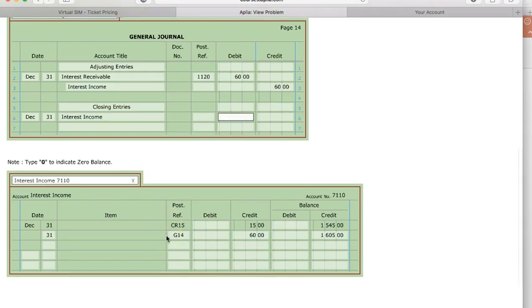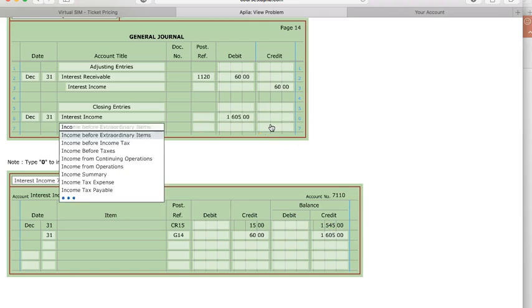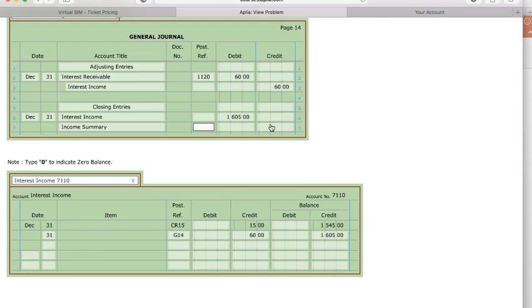It told us to close out the interest income. So our interest income account, to close it out, we would have to debit $75.45. So we are going to debit $75.45 because we have a credit here and that would take it to 0. And then we're going to credit income summary.